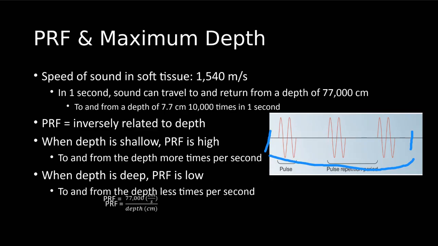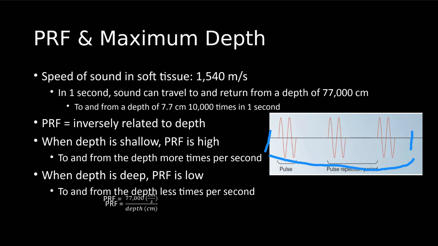So we're still on this slide here. Going back to this first bullet point, in 1 second, sound can travel to and from a depth of 77,000 centimeters. That's because if we are using that average speed of sound in soft tissue, 1,540 meters per second, and we convert that into centimeters, because we're using centimeters in ultrasound, not meters, not inches, you get 154,000 centimeters.